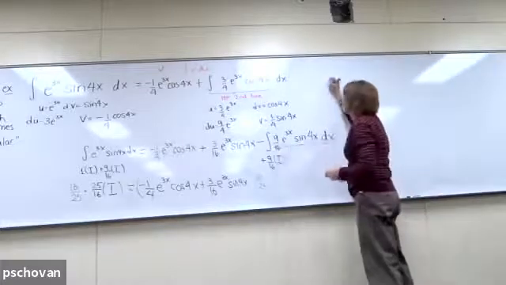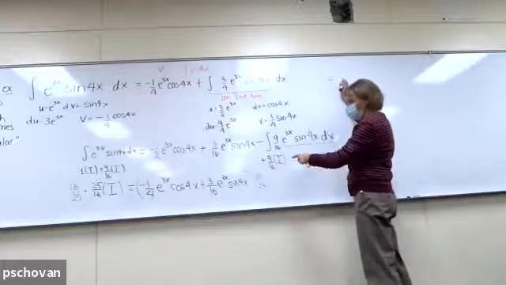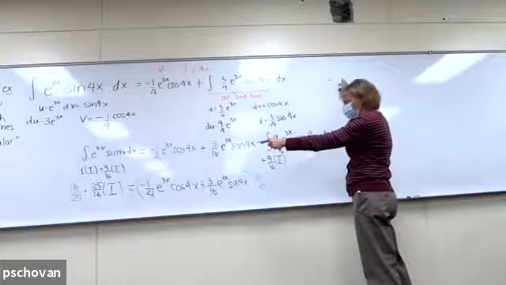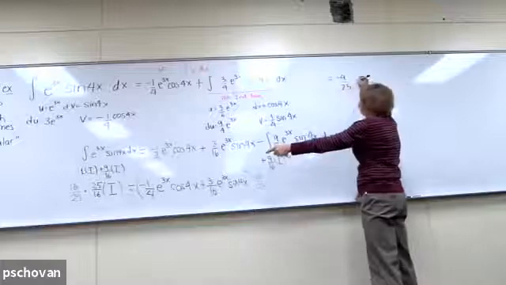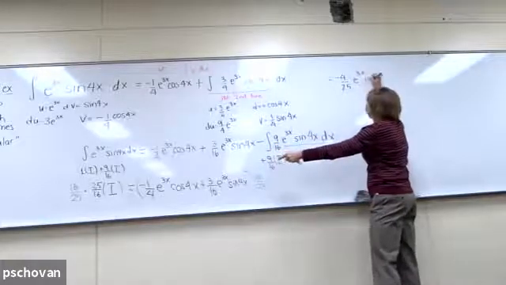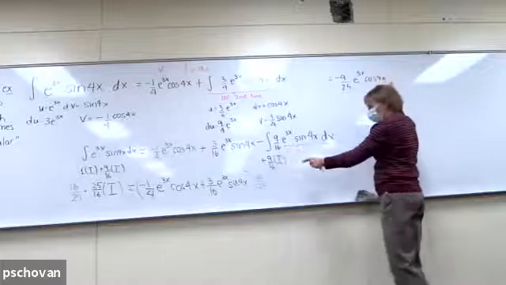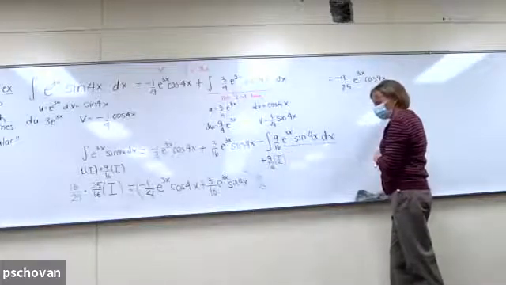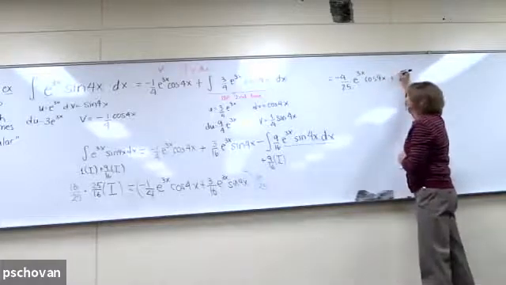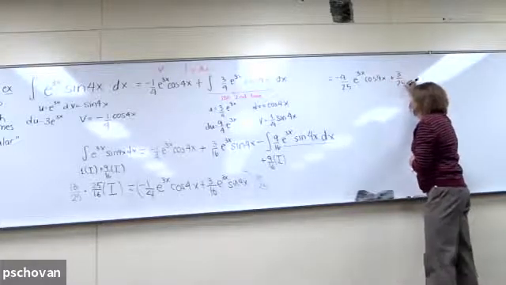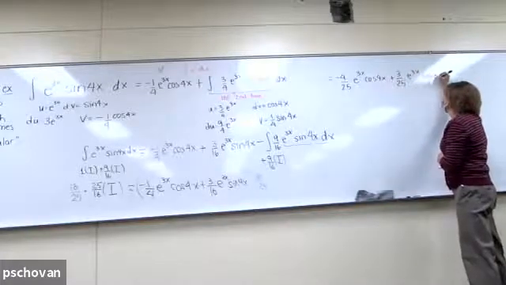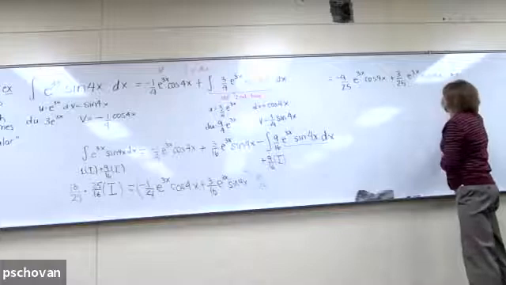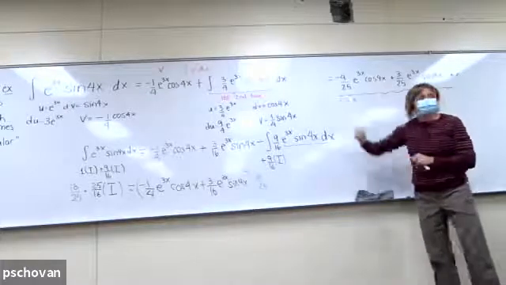So let's distribute the 16 over 25 through there. 16 over 25 times a negative 1/4 is a negative 4 over 25, e to the 3x cosine of 4x. 16 over 25 times 3 over 16 gives me 3 over 25, e to the 3x sine of 4x. And now we're done, so I'll put the plus C on right here. Okay?